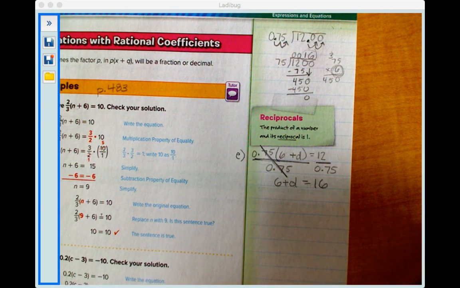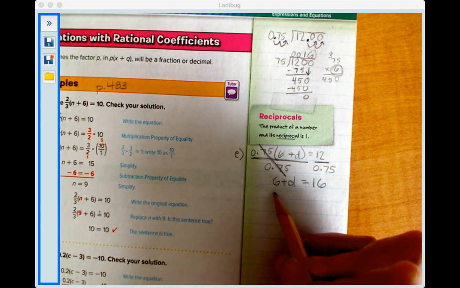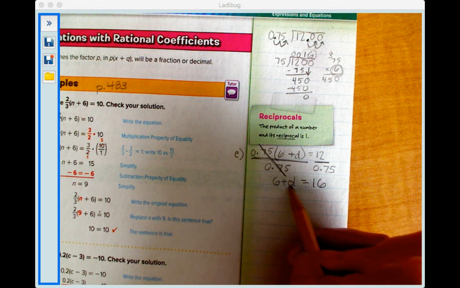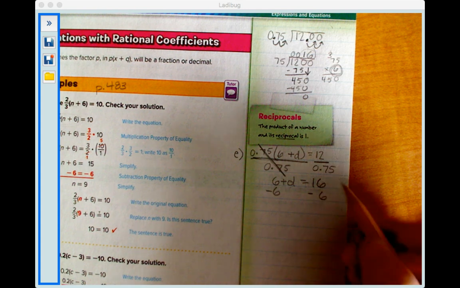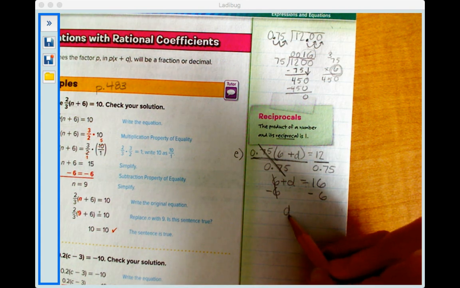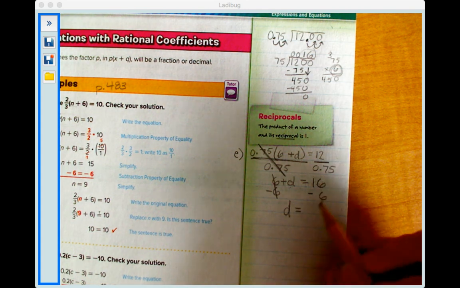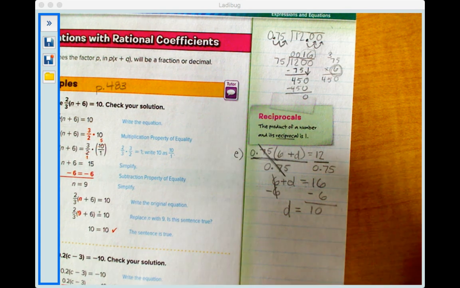Once you're left with 16, you have 6 plus d equals 16. You can get rid of it by subtracting 6 from both sides. D equals 16 minus 6, 10.